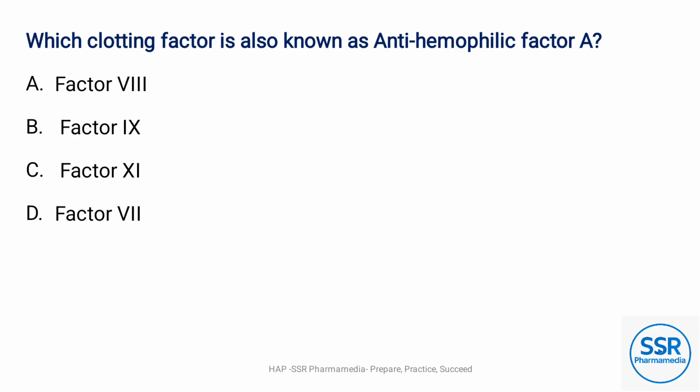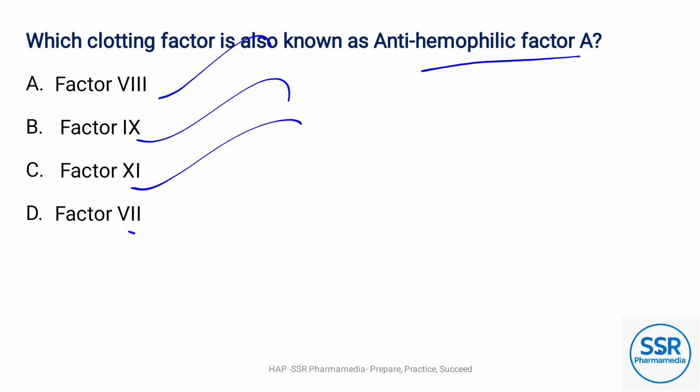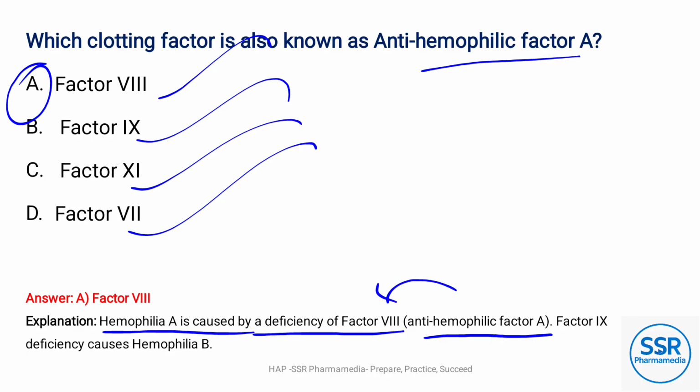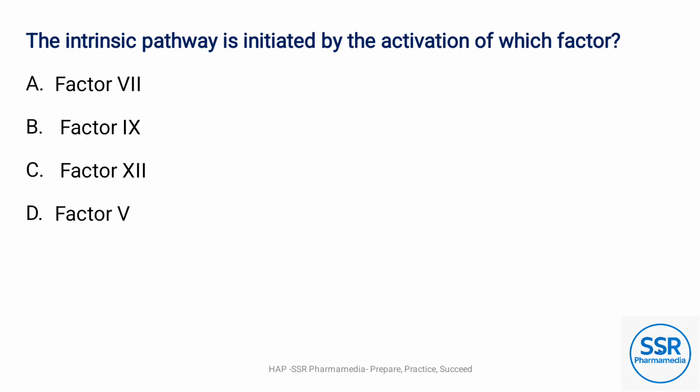Which clotting factor is also known as anti-hemophilic factor A? Option A, factor 8. Option B, factor 9. Option C, factor 11. Option D, factor 7. The answer is option A, factor 8. Hemophilia A is caused by deficiency of factor 8, also called anti-hemophilic factor A. Factor 9 deficiency causes hemophilia B.